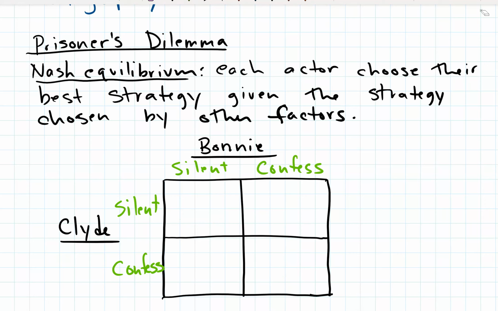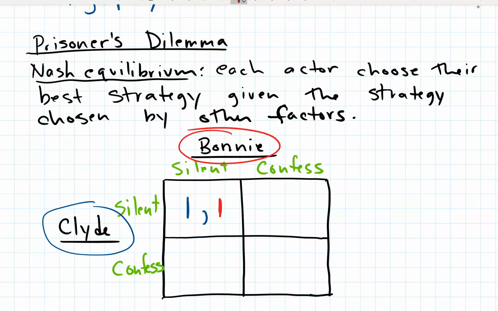Now there's going to be something about the payoffs. The payoff on the left-hand side is going to go with Clyde. And the payoff on the right-hand side, let me make it a different color, is going to go with Bonnie. This is a pretty standard way to do it. I think your book does it slightly differently, but this is a pretty standard way. So what that means, 1 and 1.